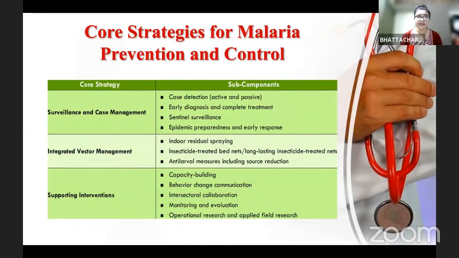Then we have monitoring and evaluation that should always be done, because we should be updated about the current changes. Lastly, operational research and applied field research. Research is always important to know the new modifications or new things coming up in malarial prevention and control, which could direct us in the future ways which should be taking place.